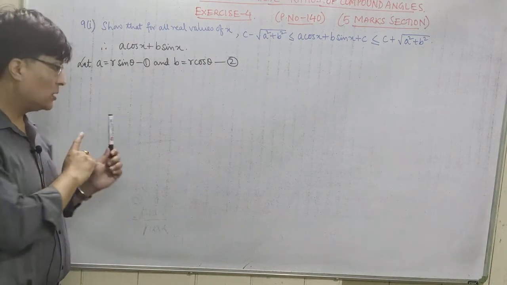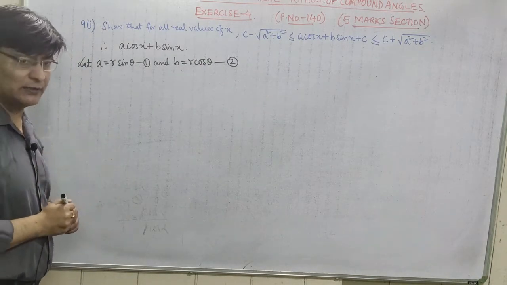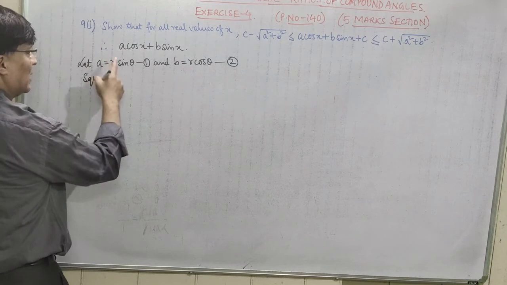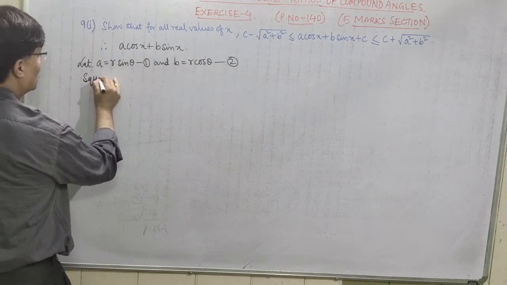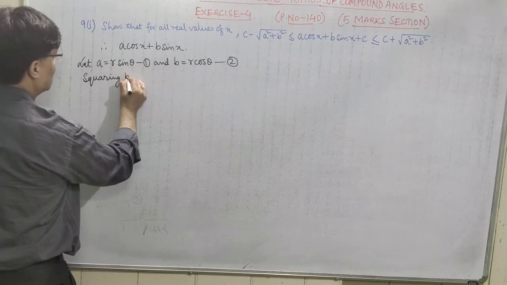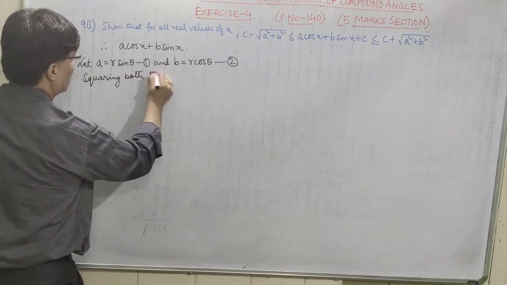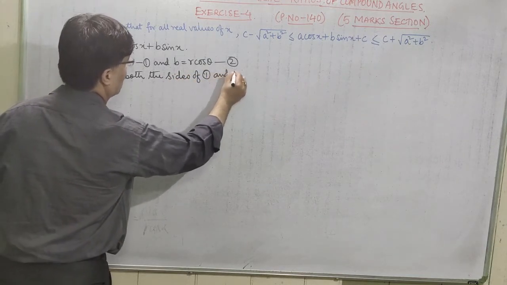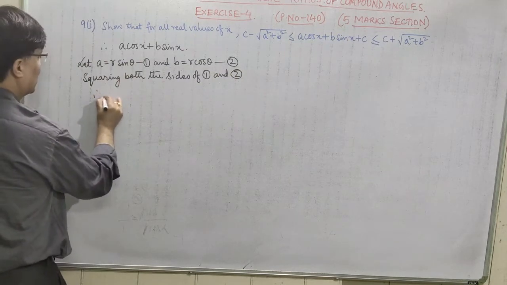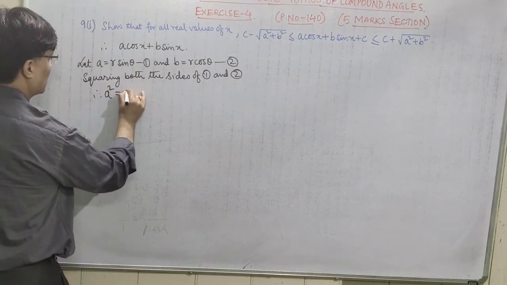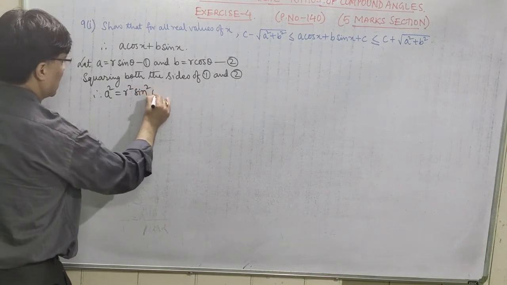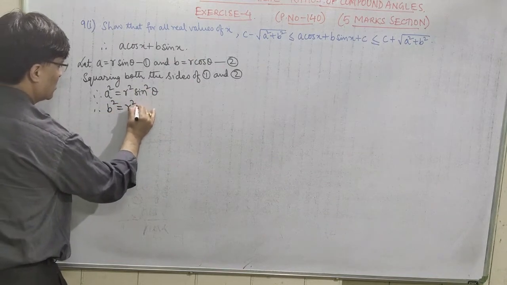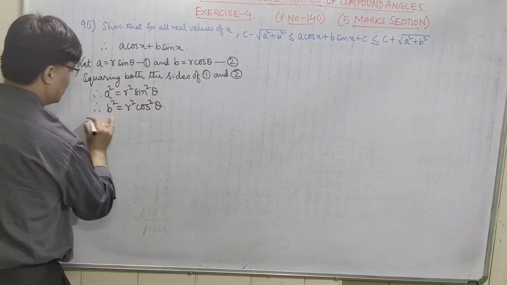Is that understood? So now let us get the value for r. So what will you do here? Squaring both the sides of 1 and 2, eliminating theta, you have to get the value for r. So squaring both the sides of 1 and 2, what do we get? Therefore, a square is equal to r square sin square theta. Next, square both the sides of number 2. b square is equal to r square cos square theta.